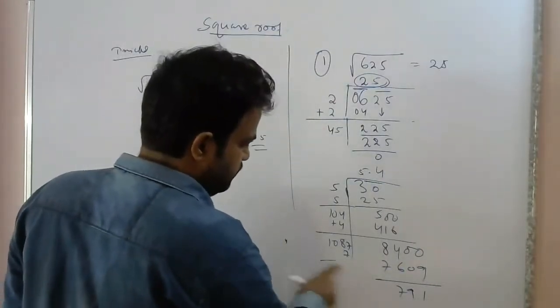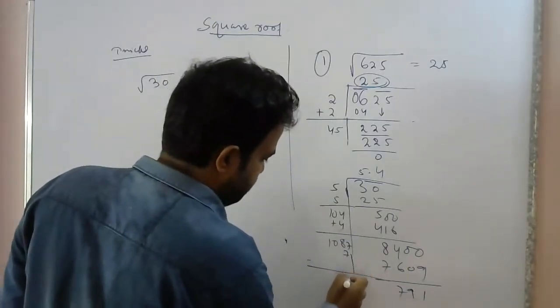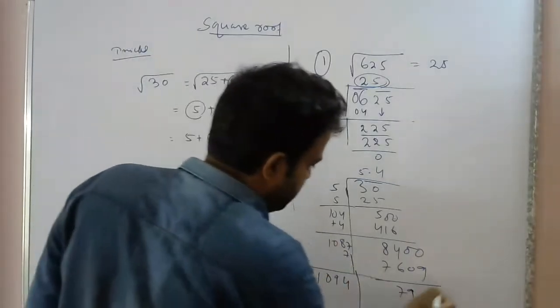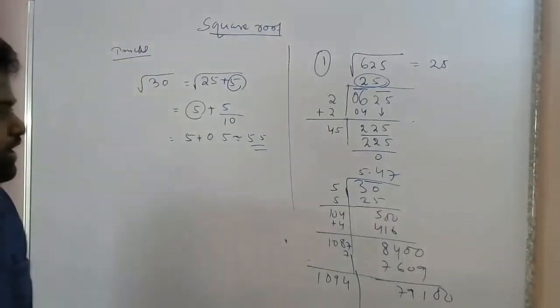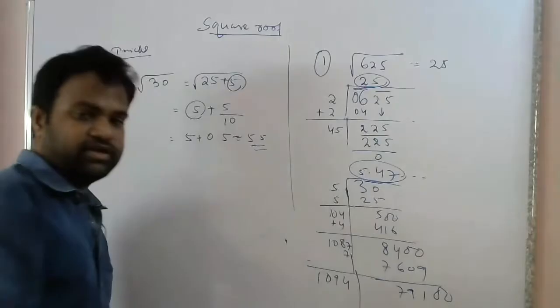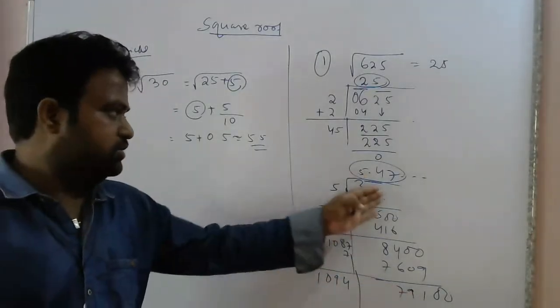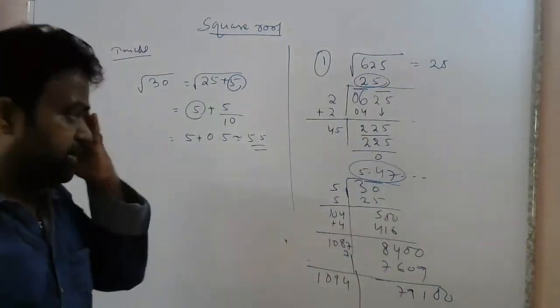Then next step what will you do? You will add this 7, that is 4901. Then 00 will come. So here you'll put 7. So 5.47 and dot dot dot means numbers are still coming. It's not terminating, it will go on. It's an irrational number.